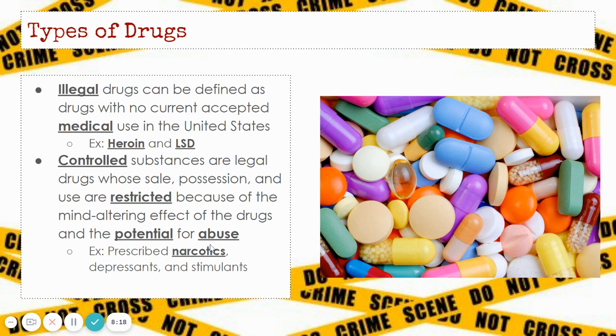That is different from a controlled substance. Controlled substances are legal drugs. They're legal under certain circumstances, whose sale, possession, and use are restricted because of the mind-altering effect of those drugs and the potential for abuse. So these are drugs that do have some sort of medical use but require a prescription. These are things that are typically created by a pharmaceutical company. Examples of these would be prescribed narcotics, depressants like alcohol, which is a controlled substance because we have ages on it, and other stimulants, things like some amphetamines and things like that.